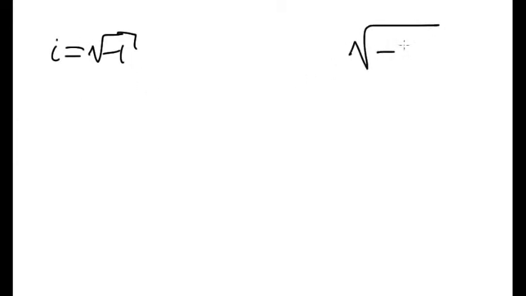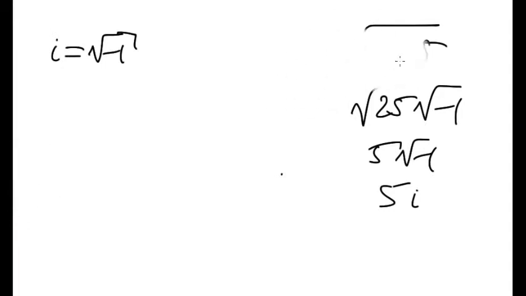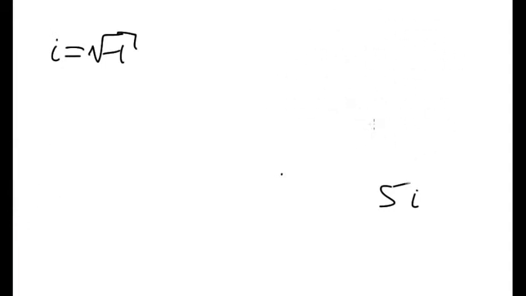Now, evaluate this: rad -25. What we do is we split this up into rad 25 and rad -1. This becomes 5 rad -1, and so the answer is just 5i. You're going to come across that a lot when solving quadratic equations, where the discriminant is going to be some negative number and you're going to have to use the number i.